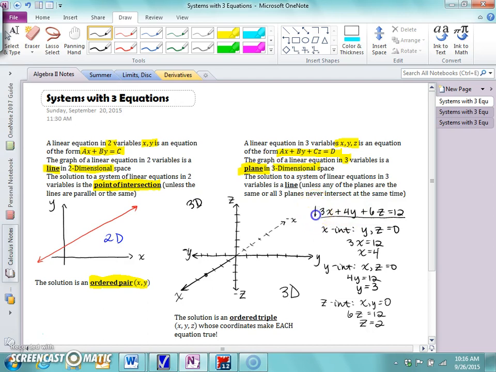So let's take this equation, 3x plus 4y plus 6z equals 12. Whenever you solve for intercepts, it's the exact same as before. It's just you have a 3rd variable. So for my x-intercept, not only is y equal to 0, but z is also equal to 0. And when I solve, I get x equals 4. In a similar manner, for the y-intercept, x and z are 0, y is 3. For my z-intercept, x and y are 0, z is 2.